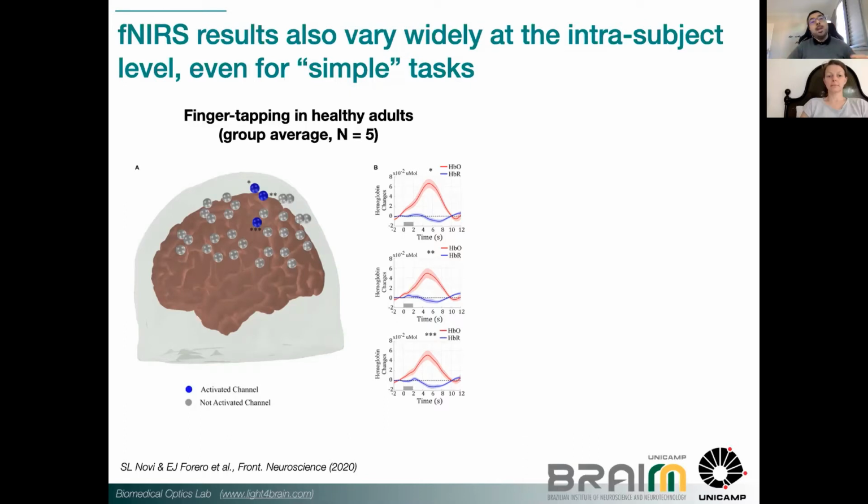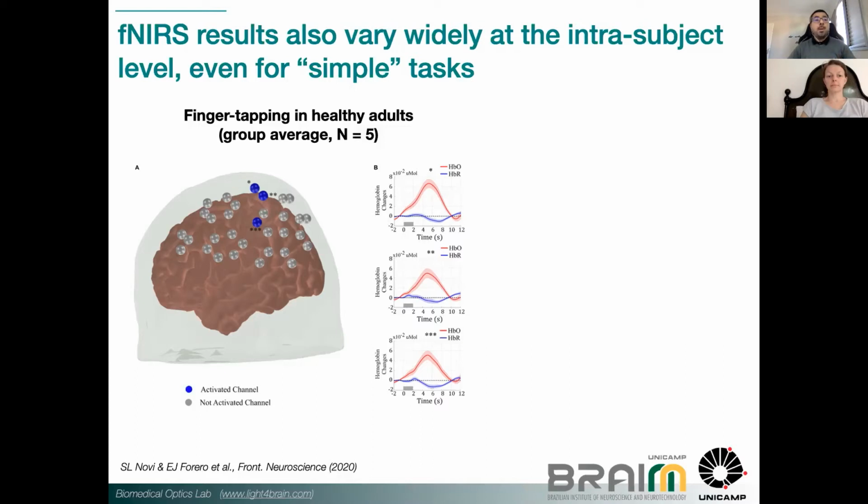So we went to healthy adults, in a very narrow age range, to do a very simple task, which is finger tapping. And if you do that, even with very few subjects, in this case 5 subjects, you can have a very robust motor cortex response due to finger tapping. So you don't even need to go to 20, 30 subjects to see a robust group response. In this case, 5 subjects were enough to see a very robust increase in oxyhemoglobin and decrease in deoxyhemoglobin in the primary motor cortex region.